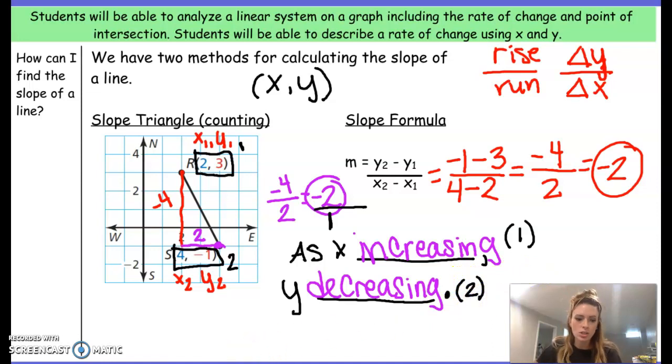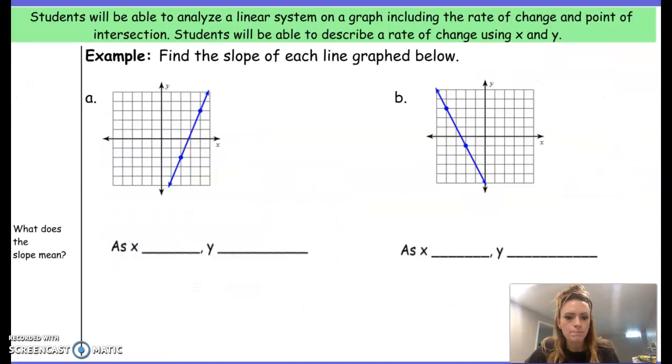Okay, so that's just some of the language that I'm going to introduce you to, and then we'll move on to the next one. Find the slope of each line graphed below. So from here, I'm going to walk you through this one. Then I want you to pause your video, see if you can do B by yourself, and then push play again and make sure you got the right answer.